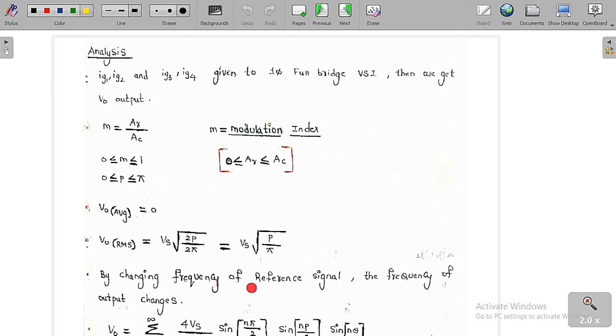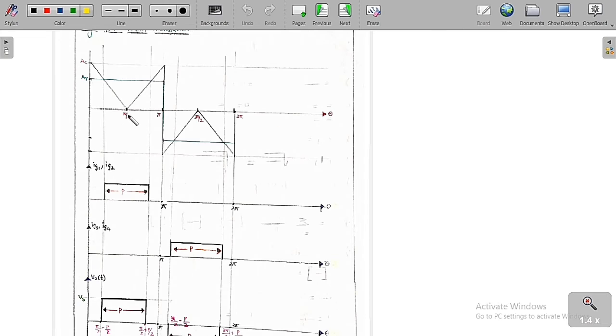So by changing the frequency of the reference signal, the frequency of the output changes. If you try to change the frequency of the reference signal, then the frequency of the output is going to change. You can see this point from the graph itself. The reference signal is a square wave, so if you change its frequency, definitely the frequency of the output signal is also going to change. Whatever the output frequency is, it is equal to the frequency of the reference signal.